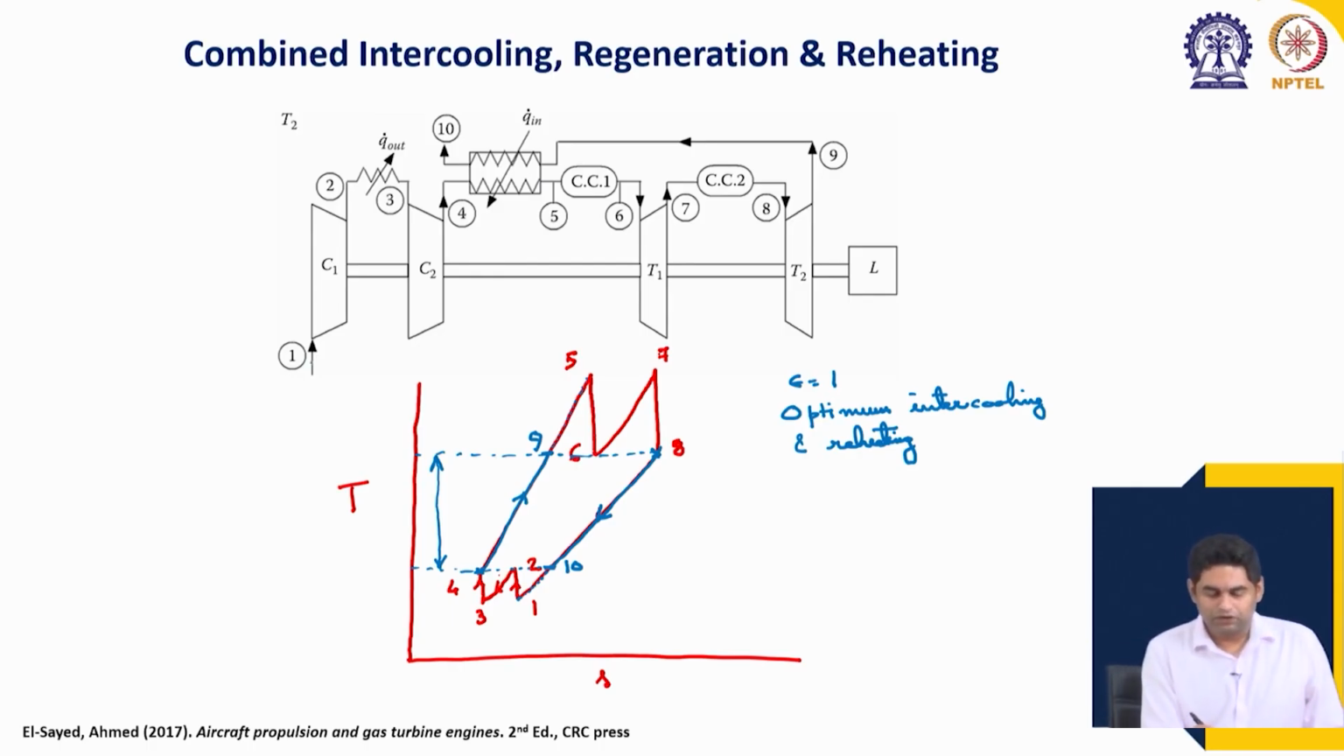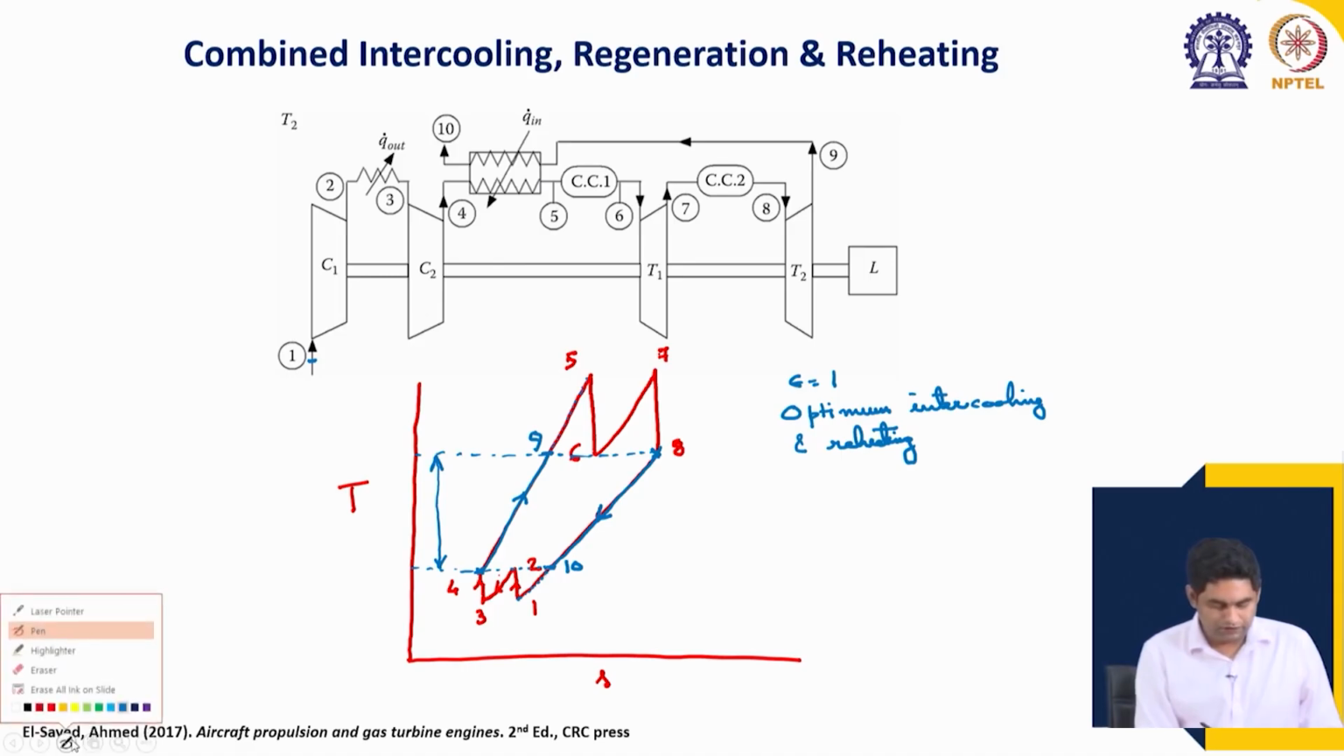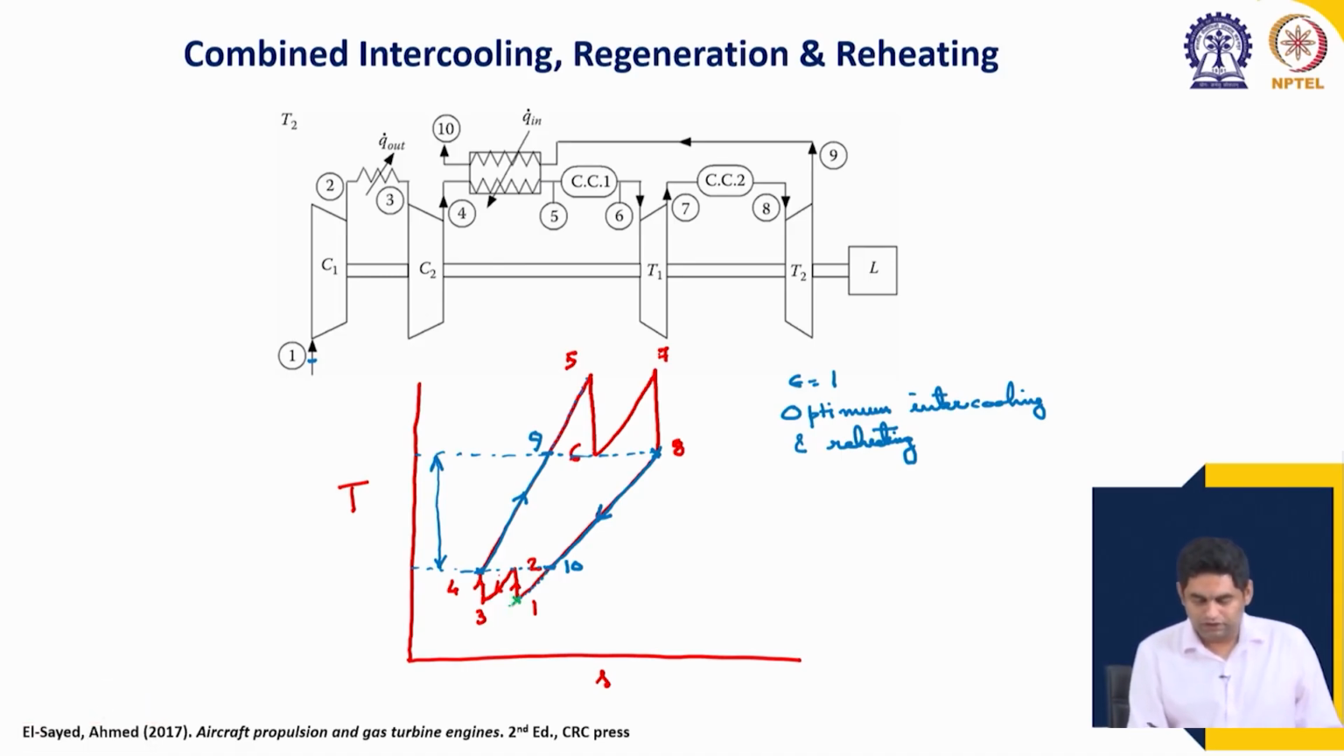Okay. So, state 1 is the inlet, let us use green. So, this is the inlet state 1. So, from 1 to 2 is the first compression going from here to here. So, this is 2, then we have the intercooler or intercooling process from 2 to 3. So, this is state 3, then the second compression process going from 3 to 4.